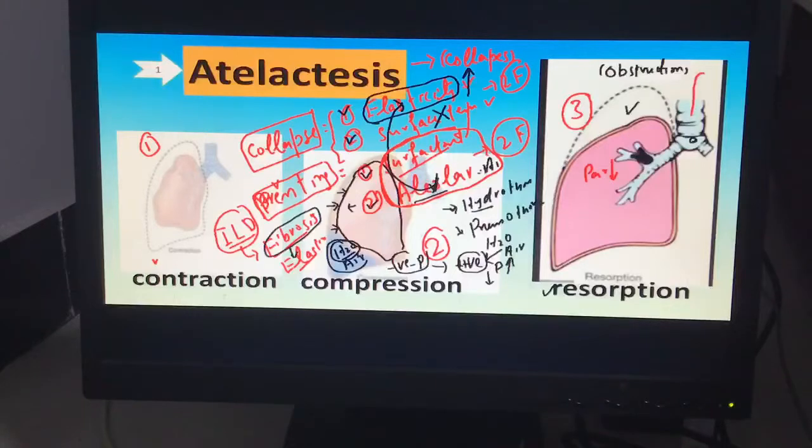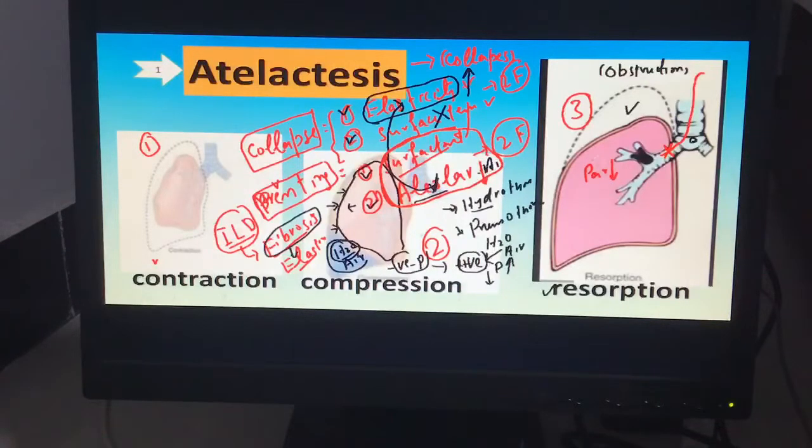Because now no more air is coming from outside. If no more air is coming from outside, inside the alveoli this pressure decreases. So if this pressure decreases, what happens? This elasticity works against this pressure, and surface tension works against the surfactant. So if you decrease this force, now one preventing force decreases.